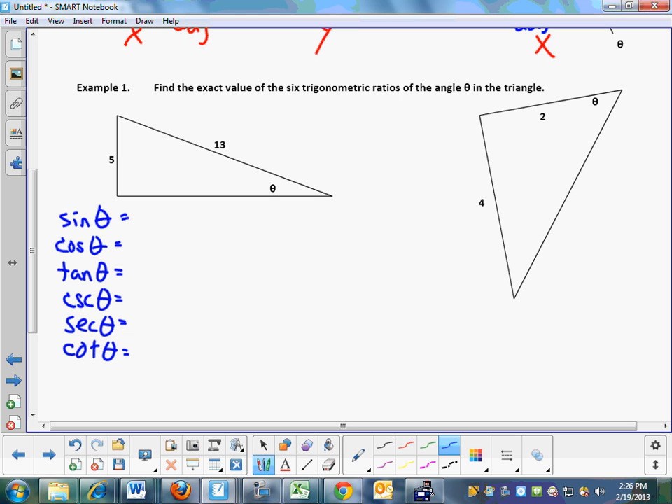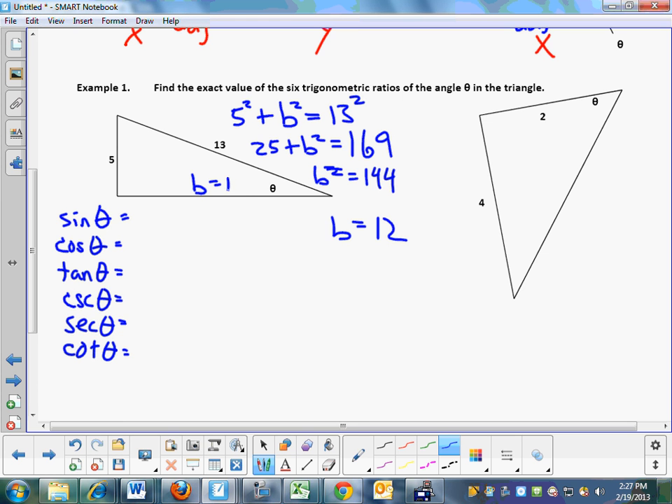Okay, so what's the other side? Five, 13. Well, I guess we better use the Pythagorean theorem. Or x squared plus y squared is r squared. Same thing. 5 squared plus, we'll call this b. B squared is equal to 13 squared. What's 5 squared? 25. 13 squared? 169. Subtract 25. B squared is 144. So B is 12. Everybody see how I got that? That's assuming it's the right triangle.